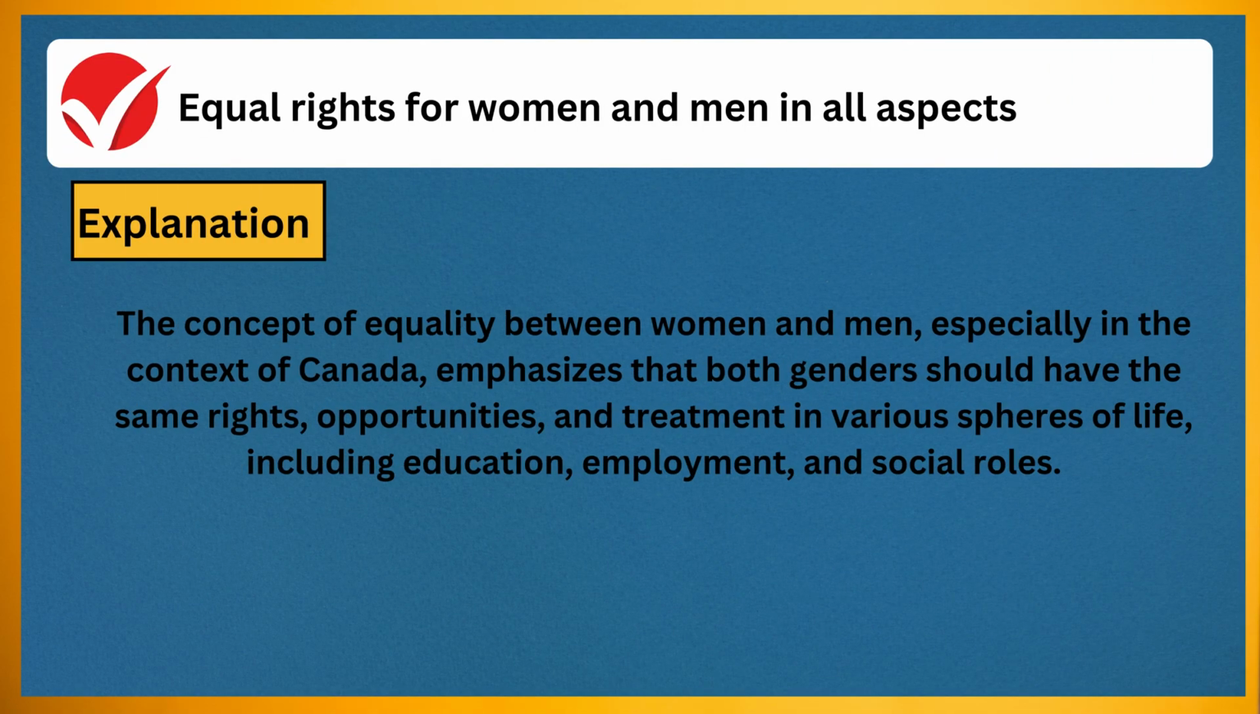The correct answer is equal rights for women and men in all aspects. Explanation: the concept of equality between women and men, especially in the context of Canada, emphasizes that both genders should have the same rights, opportunities, and treatment in various spheres of life, including education, employment, and social roles.